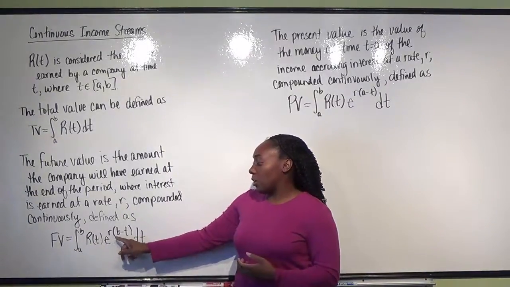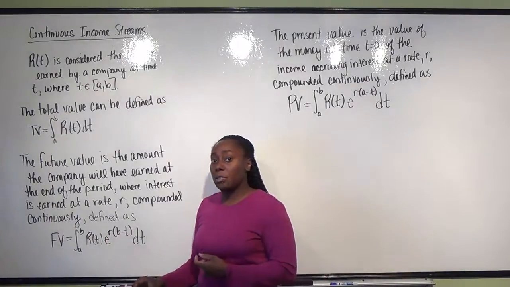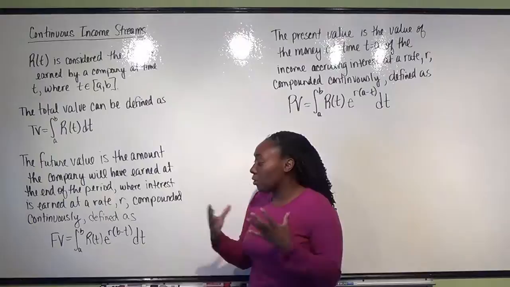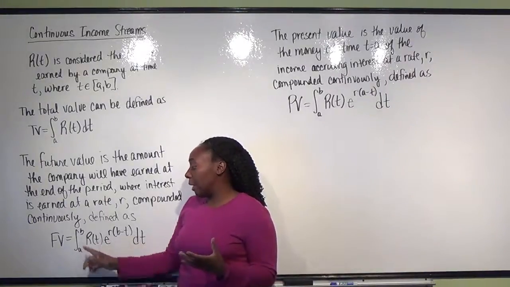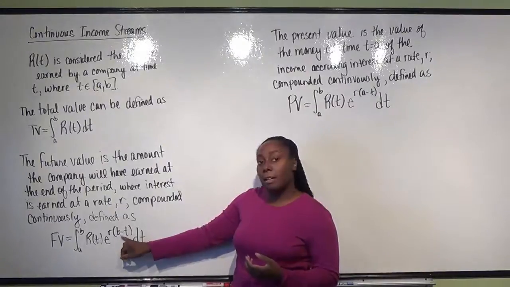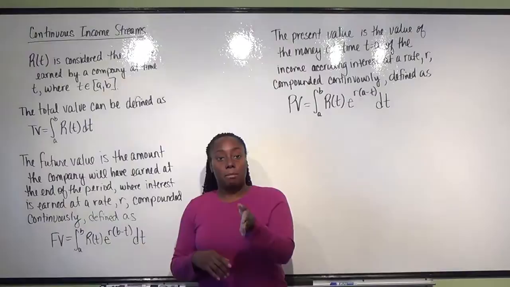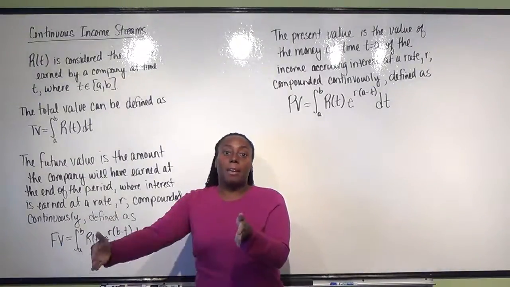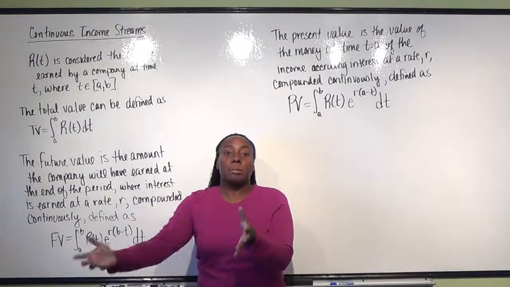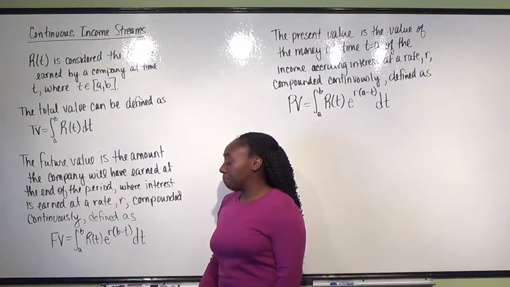R(t) e to the r, so you can think of this as the P e to the rt. There's my continuous compounding formula. But I want to do this over the entire interval from a to b. And so here the future value comes in because I'm looking at the time as some difference between my time at my point t that I'm looking at and the end of the time span, and how much interest I'm going to earn over that. So there's my future value formula.